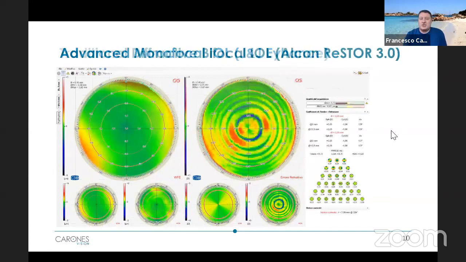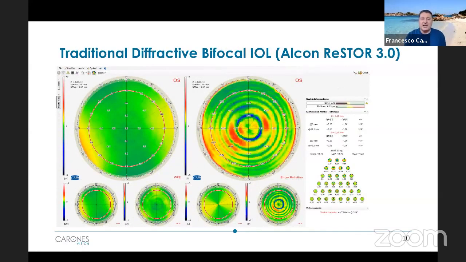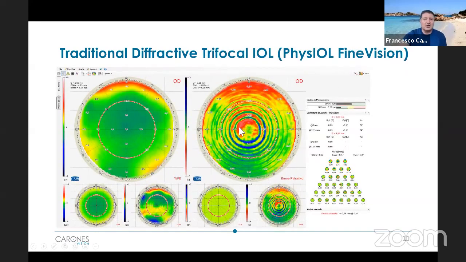Here is a traditional diffractive bifocal IOL, the Restore 3.0. And here you can probably see the kind of sinusoidal aspect that this lens has in terms of power dispersion. Here is a traditional diffractive IOL. So what changes from the previous image, again, you see the sequence of the steps that is not 1-to-1, now it's 2-to-1. So given the third focal point.